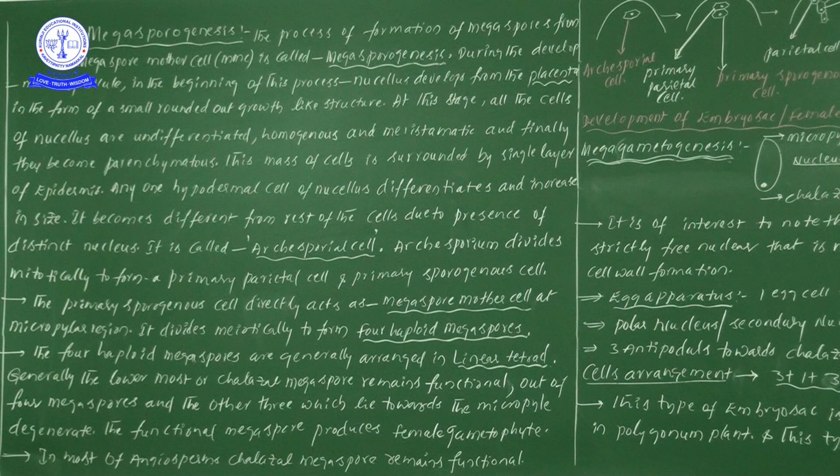These 4 haploid megaspores are arranged in a linear manner. Out of the 4 megaspores, 3 disintegrate, the ones nearer to the micropylar region, and one and only one cell remains functional, the one located towards the chalazal region. That one cell is involved in the development of the female gametophyte or embryo sac. Did you understand the point?